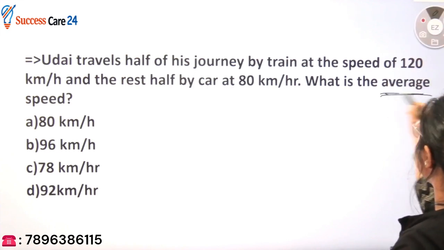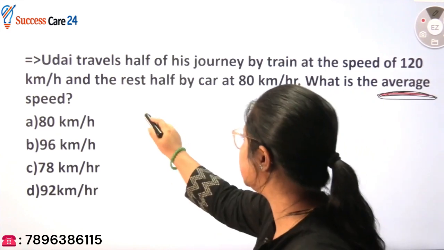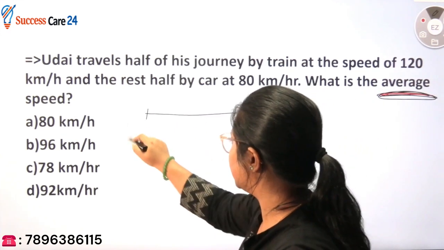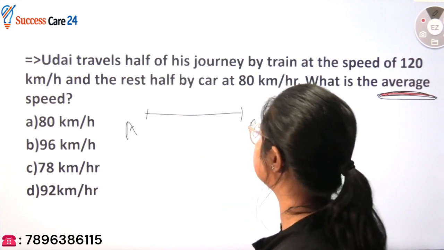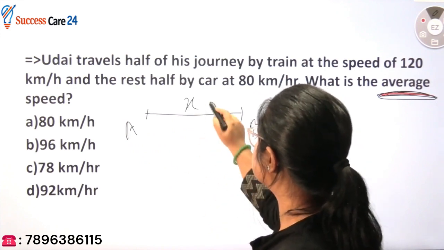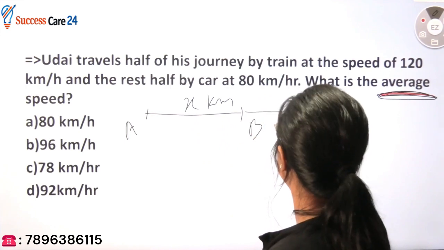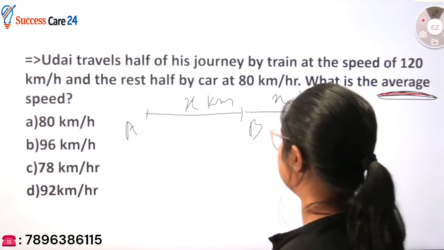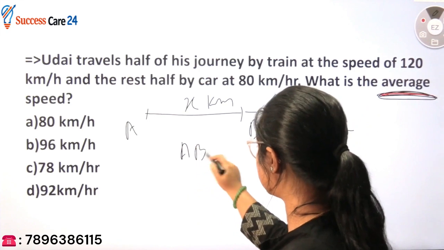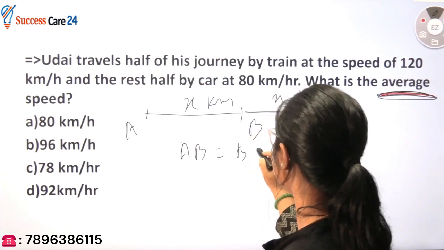For the average speed, you need to remember one thing. When the distance traveled is the same, let us say from point A to point B this is x kilometer distance, similarly from B to C the distance is also x kilometer. That means the distance of AB is also equal to the distance of BC.